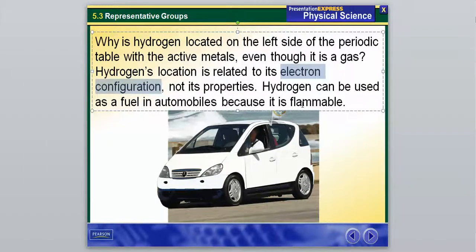Hydrogen can be used as a fuel in automobiles because it is flammable. That's just one of the properties that it has, and that's a property that's really not similar to any of the ones that it's lined up with. But the reason why hydrogen is where it is, is based off of electron configuration, and that's going to be a big overriding theme for the rest of this section. And again, electron configuration, all that means is where the electrons are located, how many there are in certain areas, and things like that. So electron configuration is a big deal when we're talking about the different groups of the periodic table.